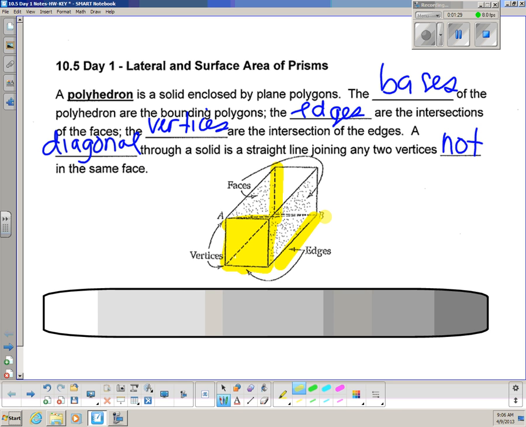The other piece we're talking about is the diagonal. The diagonal would basically be a line that, if I were to go from this top corner of A down to this bottom corner of B, connects a line that goes through that particular prism from top corner to bottom corner.